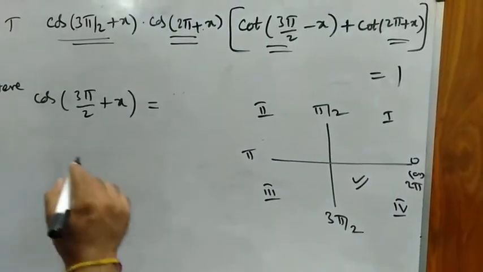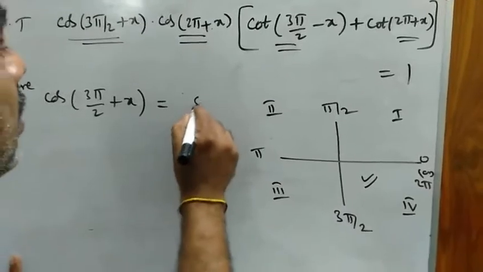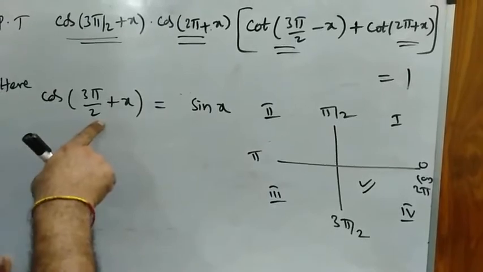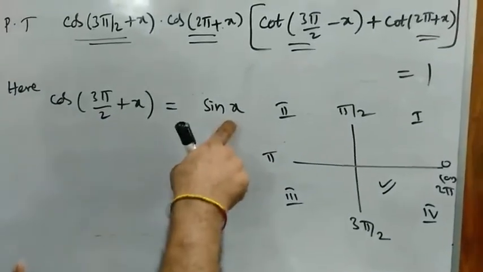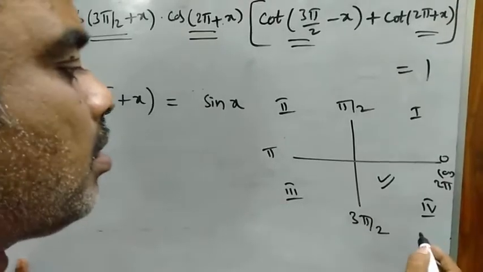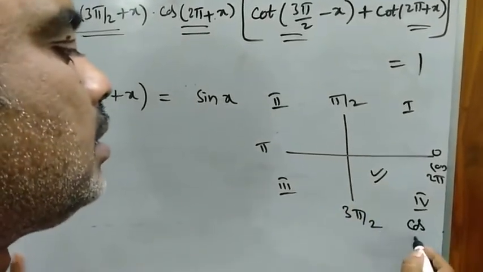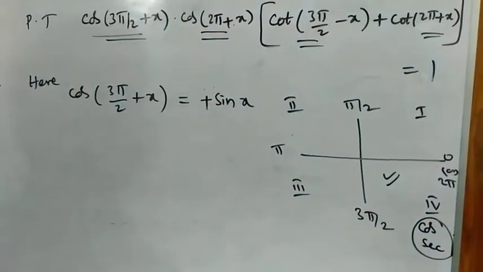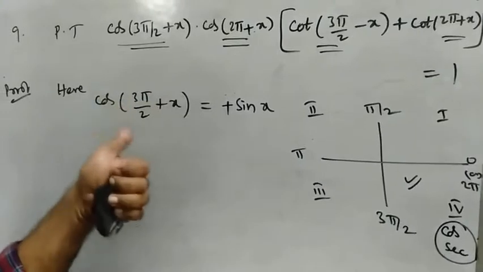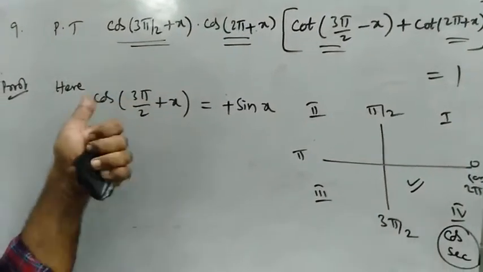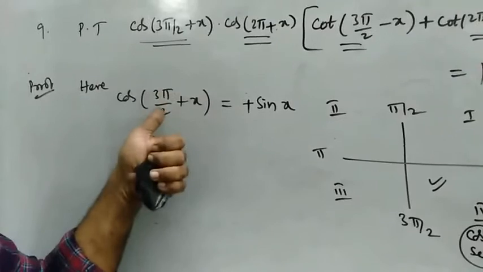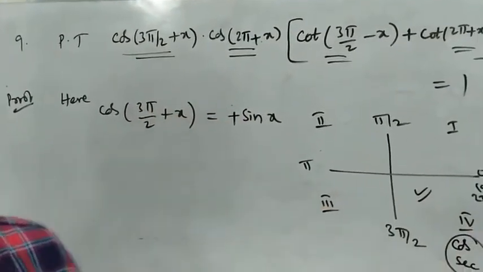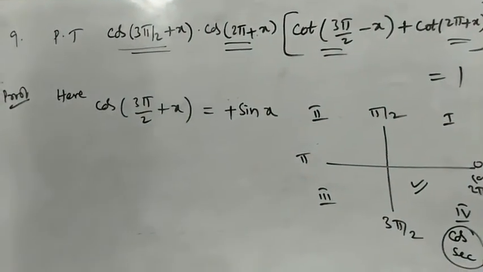In the fourth quadrant, cos(3π/2 + x) means cos changes to sin. It is an odd multiple of 90, so you will get sin x. And here cos and secant both are positive, so this value will become plus sin x. Cos(3π/2 + x): odd multiple, cos changes to sin, and it gets a plus sign because in the fourth quadrant cos and secant are positive.